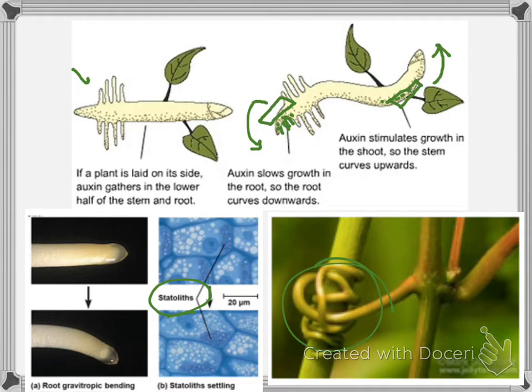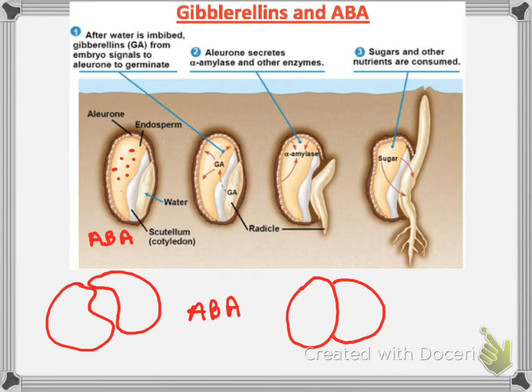That's an example of positive thigmotropism. So now we're going to look at two different hormones. One of them is ABA. We're going to start with that. That's abscisic acid, and that's going to help the plant in terms of drought tolerance.